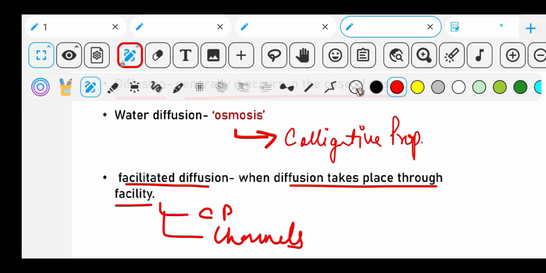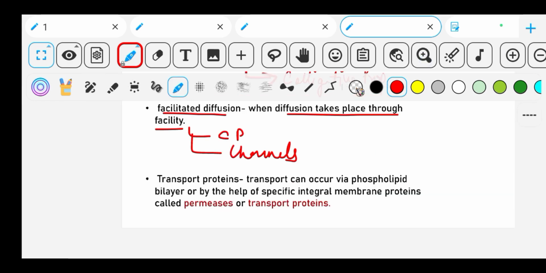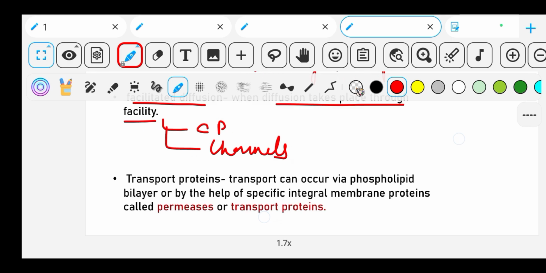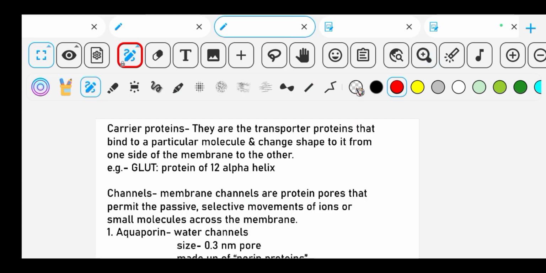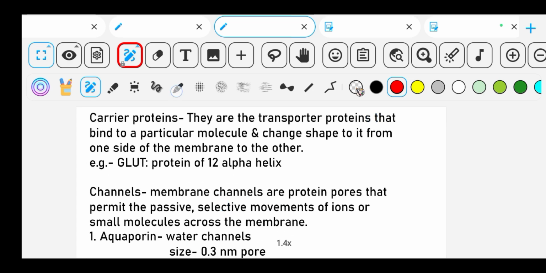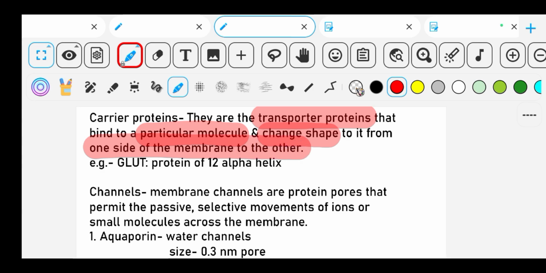Then we are having transport proteins. Transport can occur via the phospholipid bilayer or with the help of specific integral membrane proteins called permeases or transport proteins. Now see what are the carrier proteins. Basically they are transporter proteins that bind to a particular molecule and change shape to move it from one side of the membrane to the other. Like we are having GLUT protein of 12 alpha helix, that is the glucose transporter.